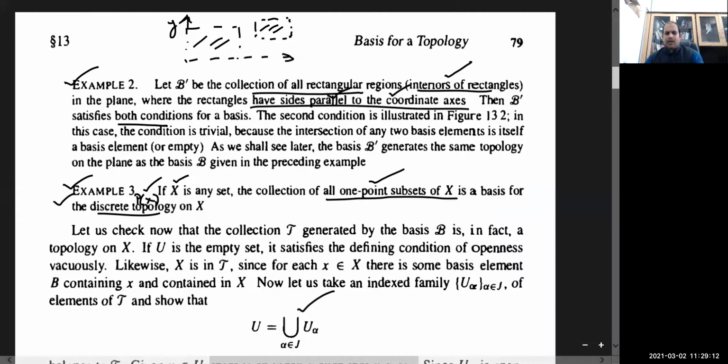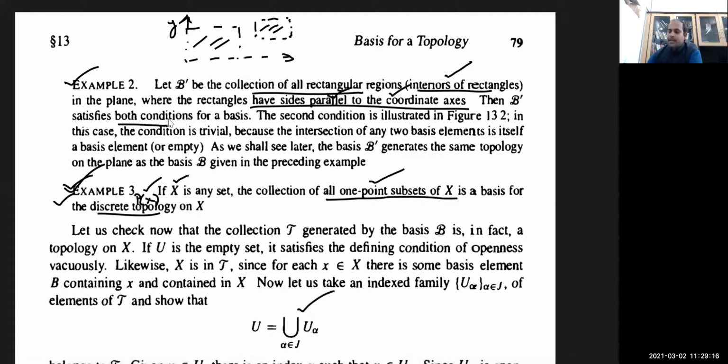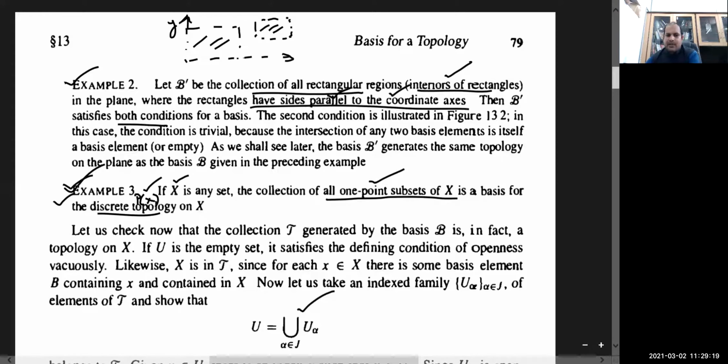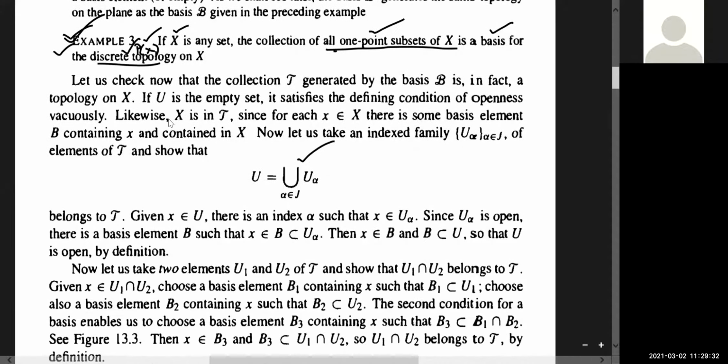Actually, some examples are necessary so that you understand things better. Look at what is written in this book. Now look at this one. So I can say that if X is any set, the collection of all one point subsets of X is a basis for the discrete topology. Okay, is this clear to you? Yes sir. Now what I explained there with the help of an example is written here.